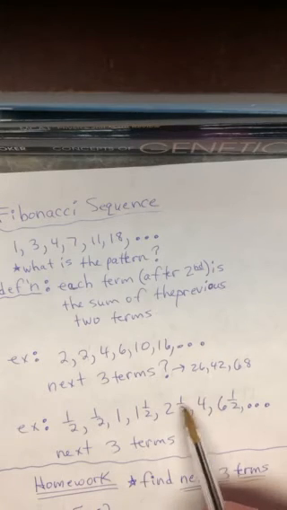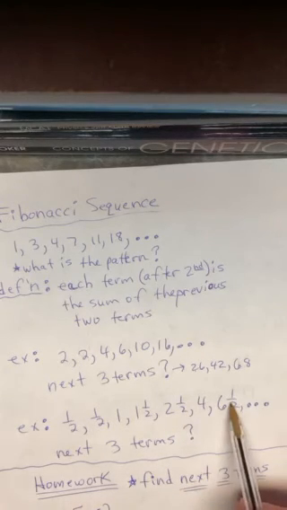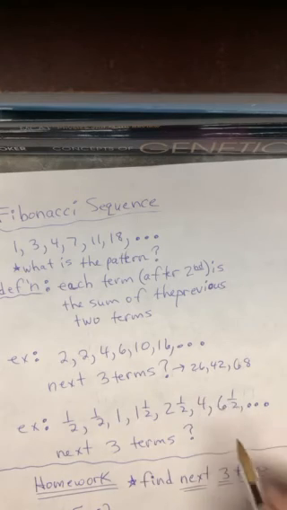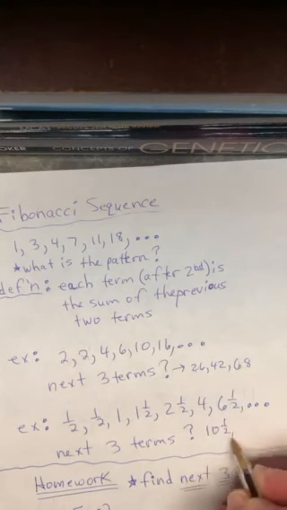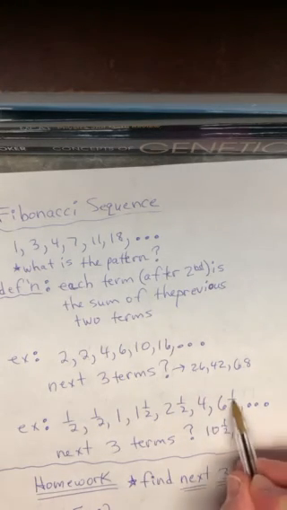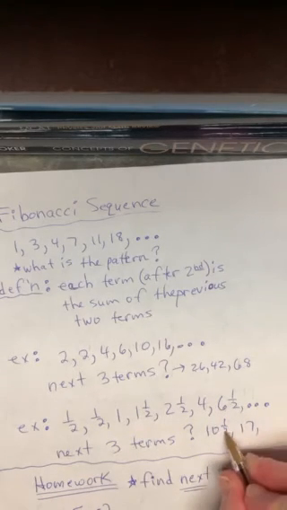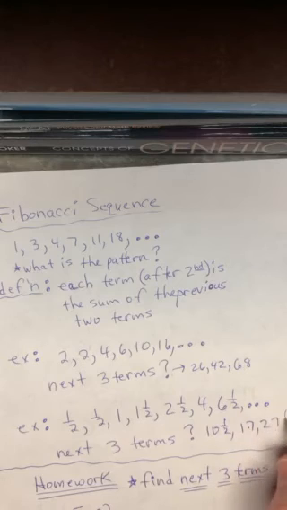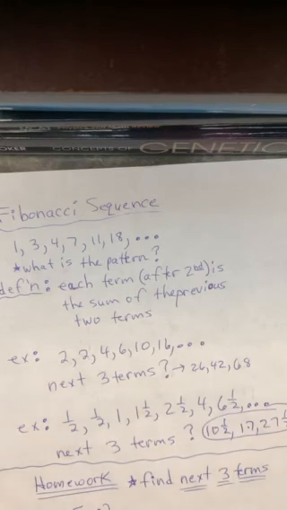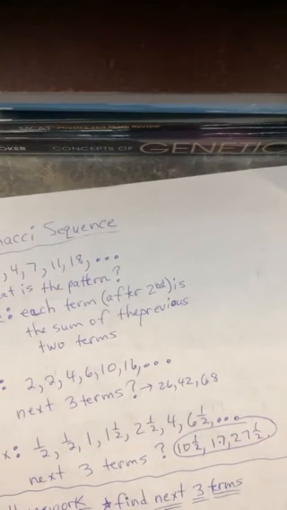Let's keep going. 2.5 plus 4 is 6.5. 4 plus 6.5 is 10.5. 6.5 plus 10.5 is what? 17. 10.5 plus 17, 27.5. We could keep going. We recognized it was a Fibonacci sequence and we were able to find the next three numbers. Okay? All right, good.